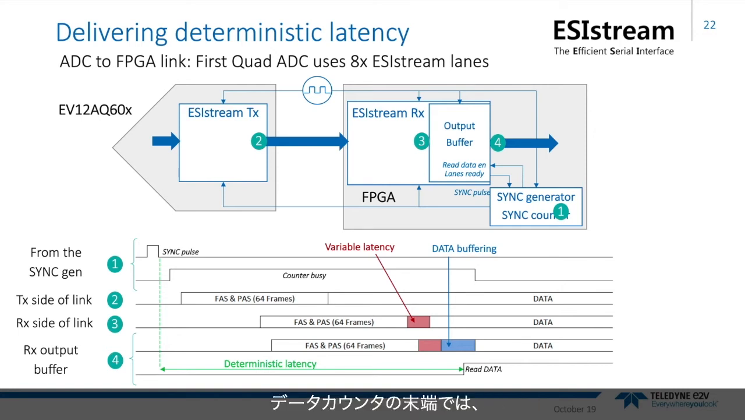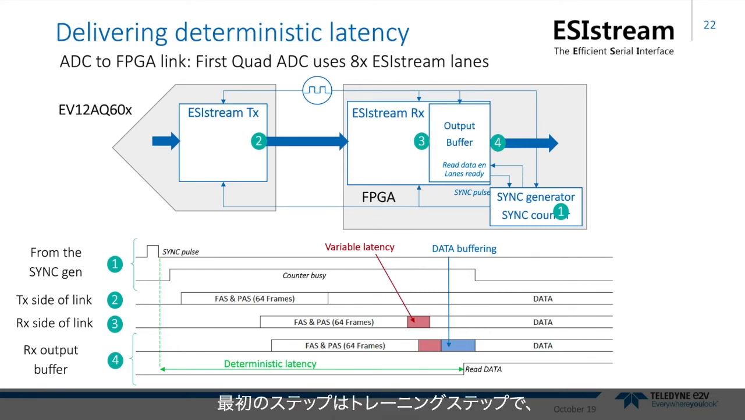At the end of the data counter, the aligned data are read deterministically from the buffers. Data buffering compensates for variable latency by waiting for the deterministic read data event driven by the sync counter. And you can see that event highlighted at the bottom of this foil in the timing diagram. To calculate the end of counter value, two steps are required.